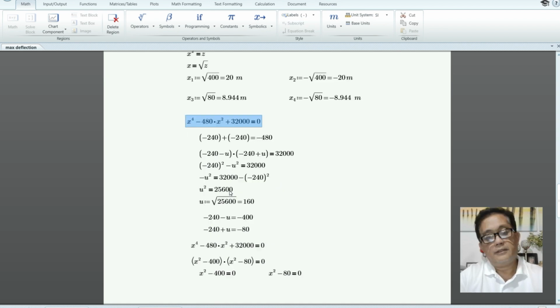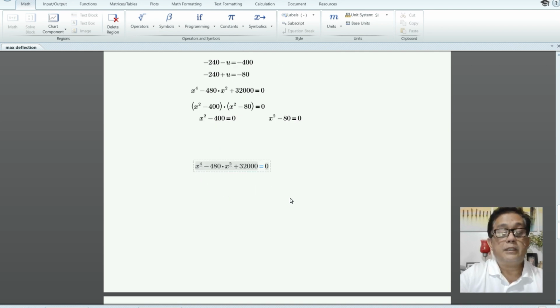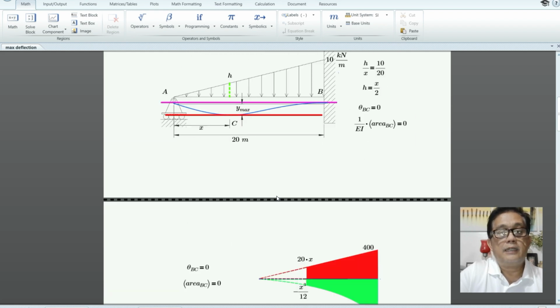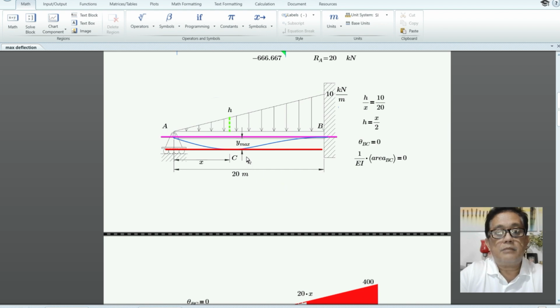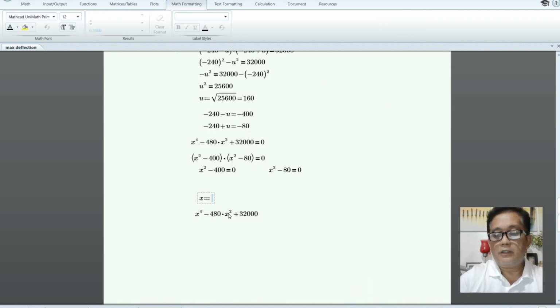Still have one more. Let's copy this one again. Another method is by providing guess values for x. But not just any guess values. Let's look at the elastic curve. We know that x should be less than 1/2 of the span length. With the span equal to 20, half of that is 10, because if you can see, the maximum deflection should be somewhere here at the left side of the midspan. So x cannot be more than 10, so it should be less than 10, but most likely between 5 to 10. Let's try a guess value of 9.5.